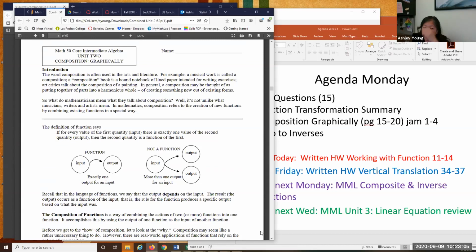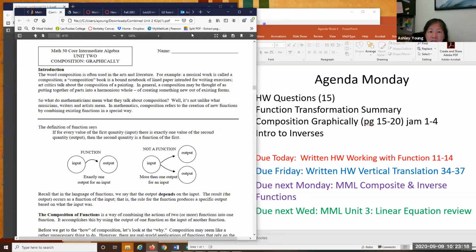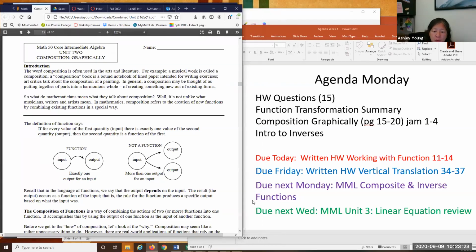So composition graphically, it's not hard, but it's a little bit weird. So you just have to pay attention and you're going to be fine. It's not a challenge. It's not difficult. You just got to pay attention. It'll be fine. You guys are going to be fine.